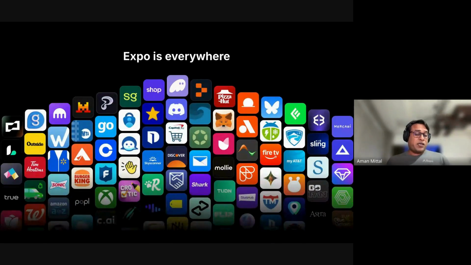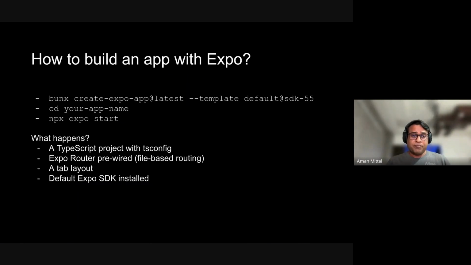Expo is everywhere right now. It is used by apps like Mistral or Replit, which are, I think, AI building apps and AI chatbot apps. It's used by e-commerce, food commerce, authenticator apps, finance apps. This is just an overview. And also social media apps like Bluesky.